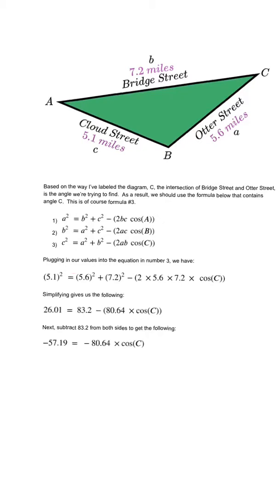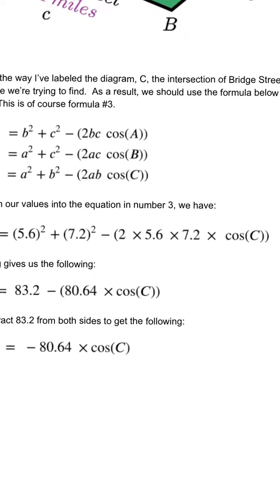So simplifying, when we simplify 5.1 squared, we get 26.01. And then when we do 5.6 squared plus 7.2 squared, we get 83.2. And when we do 2 times 5.6 times 7.2, we get 80.64, so I just brought that down. And then just bring down the cosine of c and keep that in parentheses for the time being.